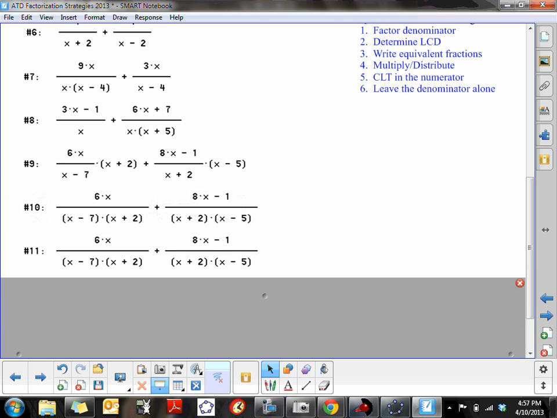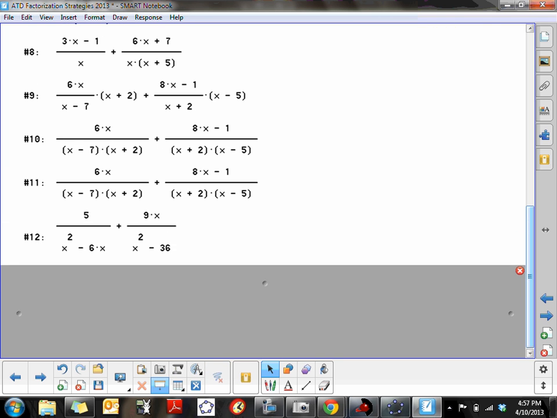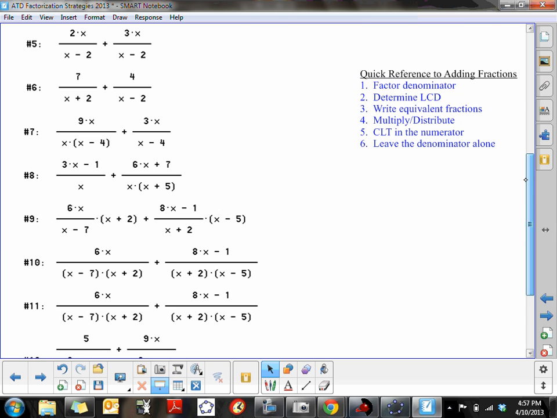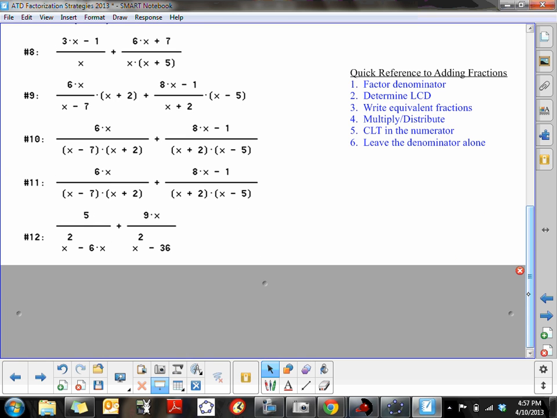Okay, I think maybe since number 11 is the same as number 10, we'll jump down here and look at number 12. Now this is the first true example where you're going to have to make sure that you remember all of the steps on your quick reference for adding fractions. The first thing we want to do is factor our denominators. This is the first one with algebraic fractions that are not already factored.